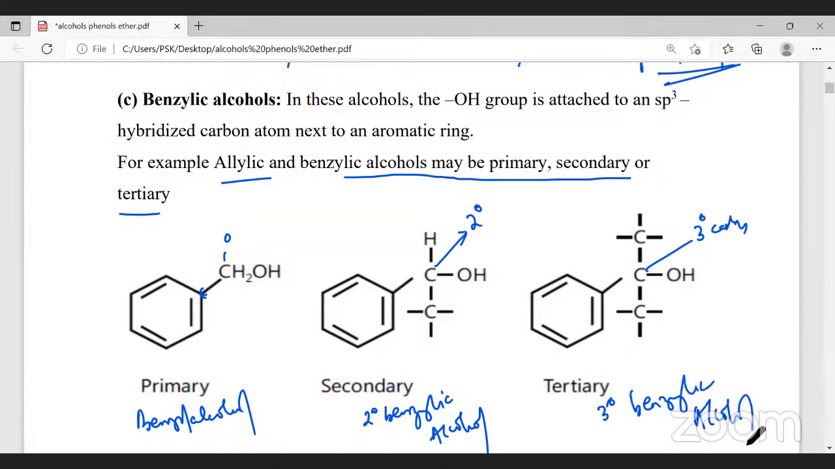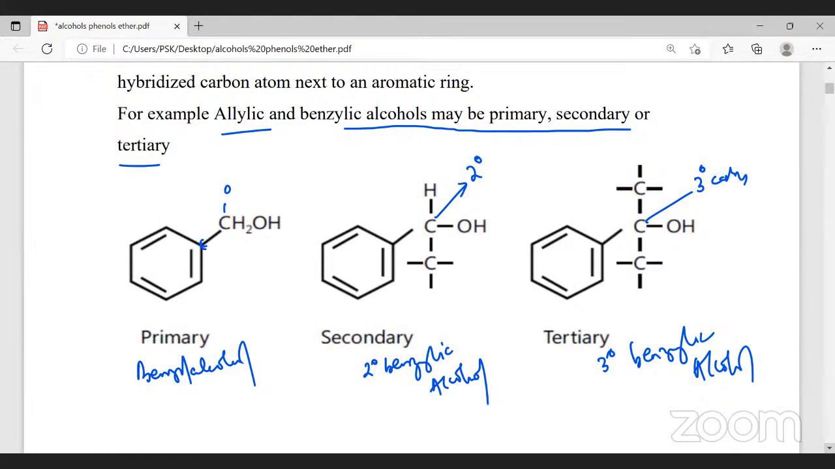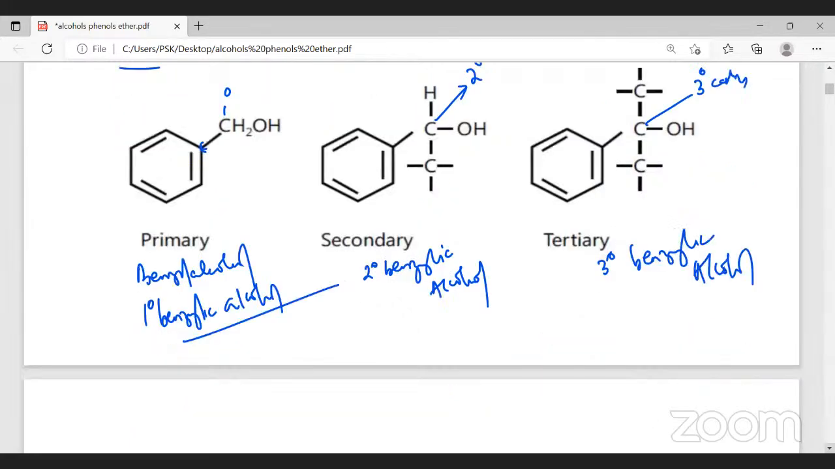Hoping that you understood the classification of alcohol based on the number of OH groups and based on the primary, secondary carbon atom, we have classified. All right. So primary, secondary alcohol, allyl alcohol, benzylic alcohol, we have learned. And this is a primary benzylic alcohol. The name of this is benzyl alcohol. It's an example of a primary benzylic alcohol. I hope you understood so far.